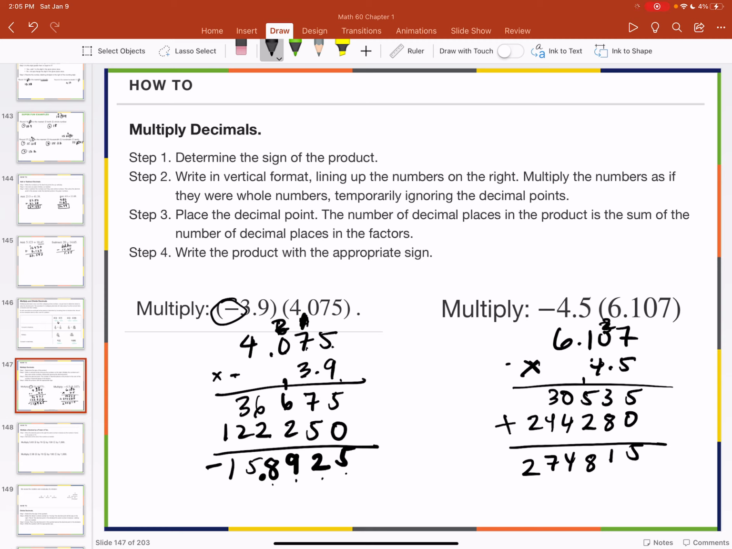2, 3, 4 decimal places, okay? And it's a negative because a negative times a positive is a negative. So that's 27 and 4,815 10,000ths.